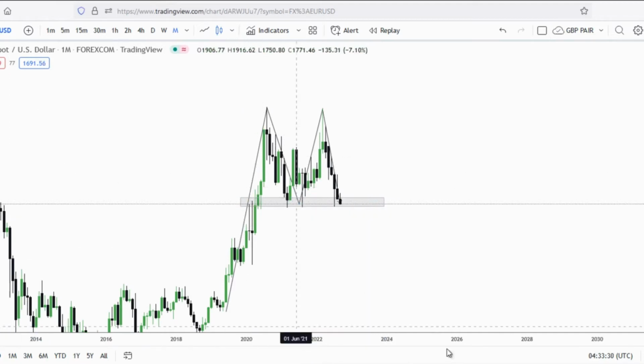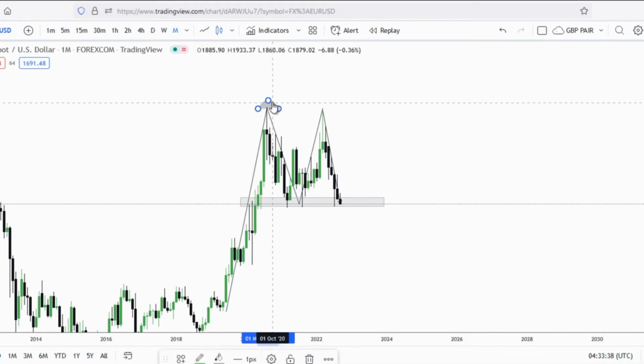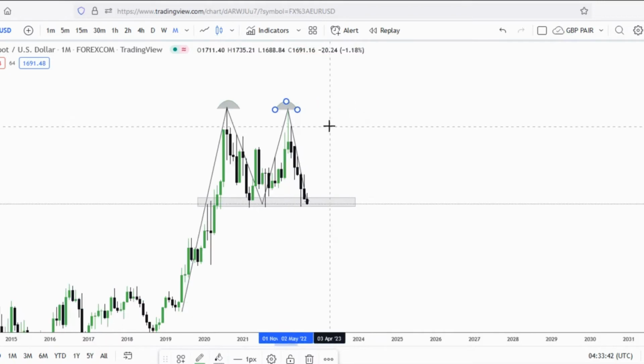So here we have one touch and then the other touch, a double top. This is almost an equal touch. You can see how price was being messy around this place, but the general idea is that we have a clean double top here.